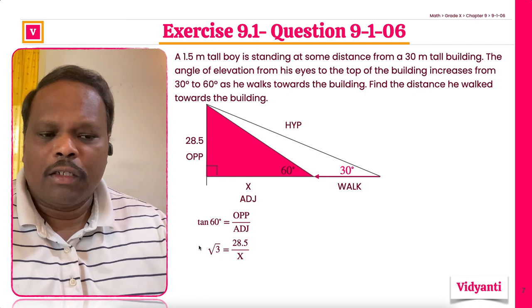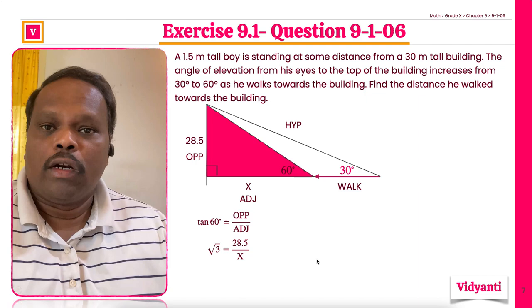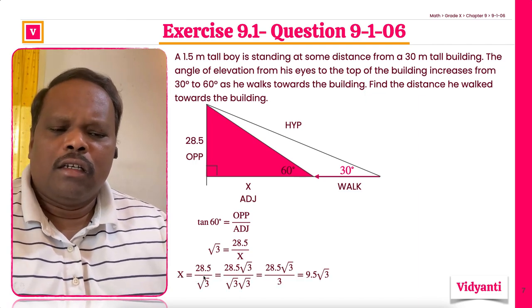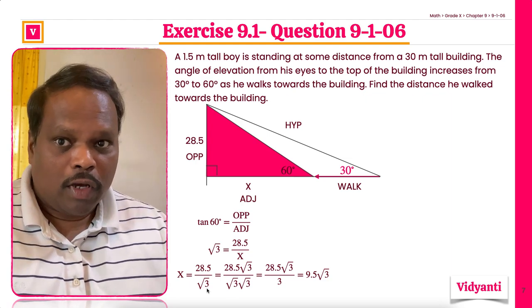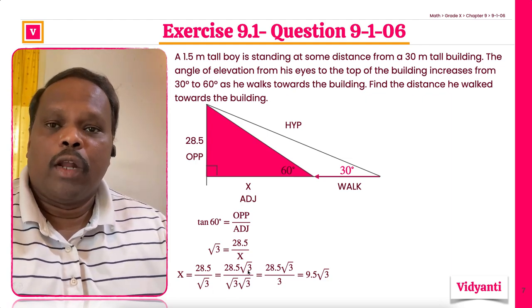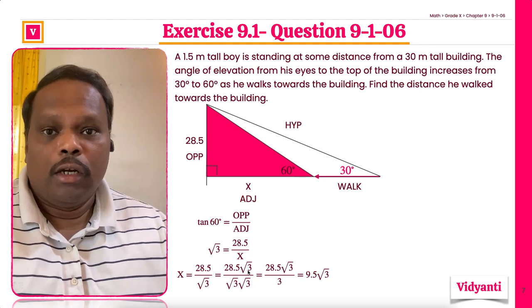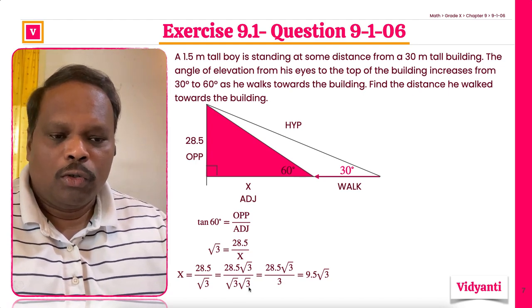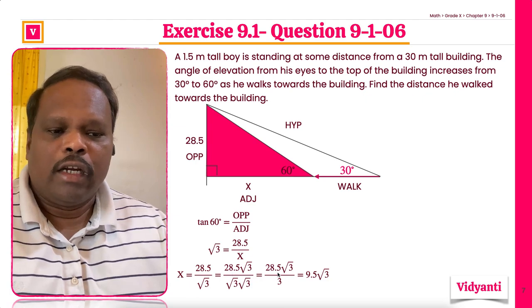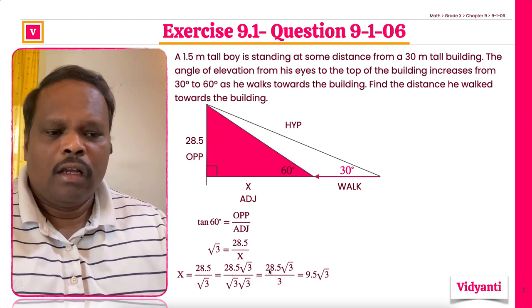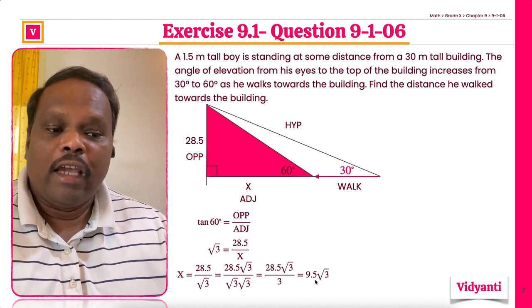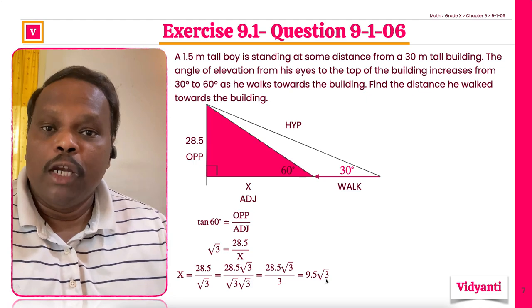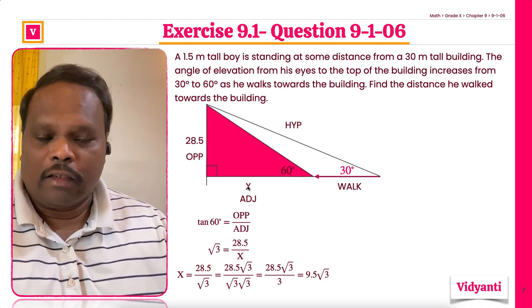Now we can interchange this x and bring it to the left hand side, and bring this root 3 to the right side. Even though it is a correct answer, since the denominator is an irrational number, a square root, we are going to rationalize it by multiplying by root 3 in the denominator as well as in the numerator. So root 3 becomes 3, and the numerator gets an extra root 3. Now we can simplify 28.5 divided by 3, which comes out to be 9.5 root 3 meters, and that will be the distance x.